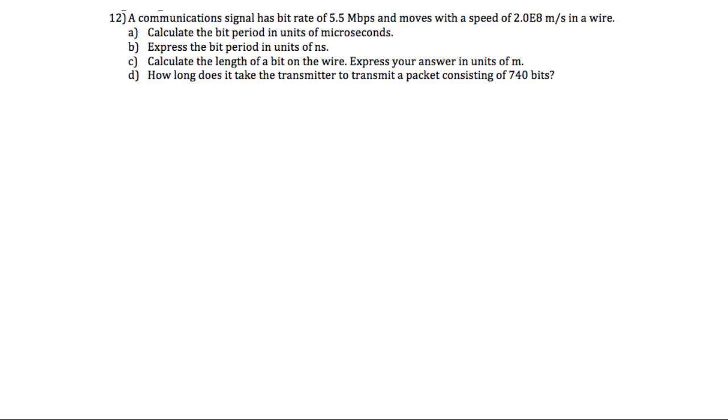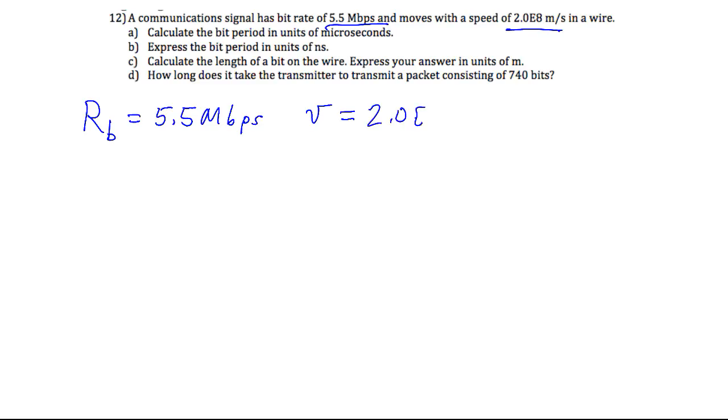We'll do this by starting with the quantities we're given, the 5.5 megabits per second, and that is, in the notation we're using in this class, R sub B, the bit rate, which is 5.5 megabits per second. I'll go ahead and notate what we're given here. The propagation speed is a script v, 2 times 10 to the 8th meters per second. And I'm going to go ahead and calculate the bit period for part A.